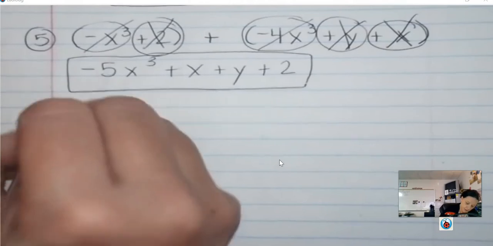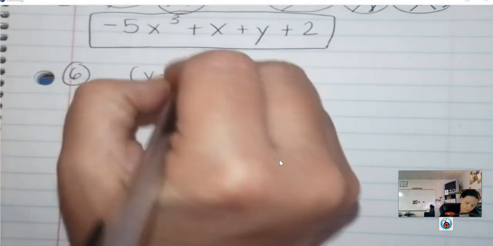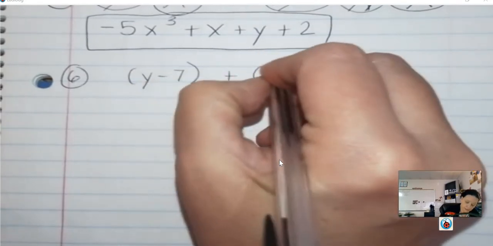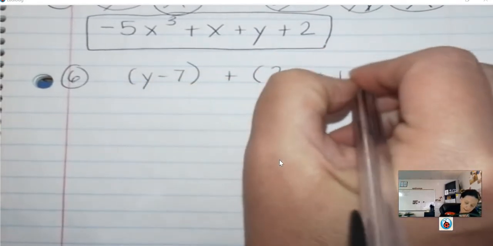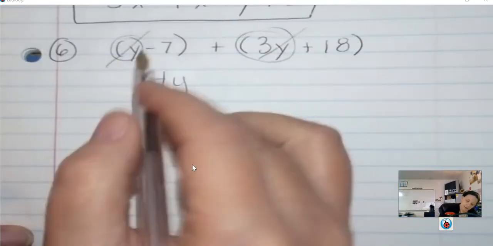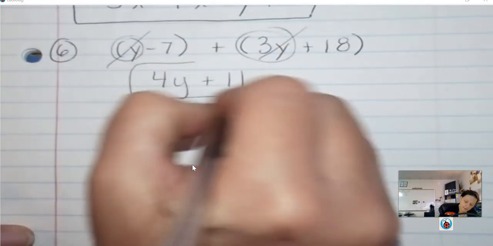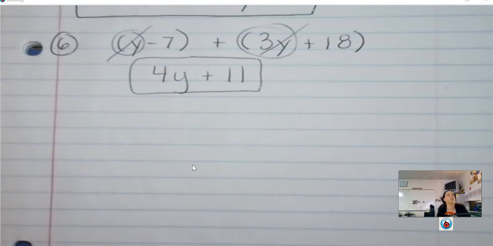Okay, last one. Y minus 7 plus 3y plus 18. Find the sum of those two polynomials. I have a negative 7 and a positive 18. That's positive 11. Questions?